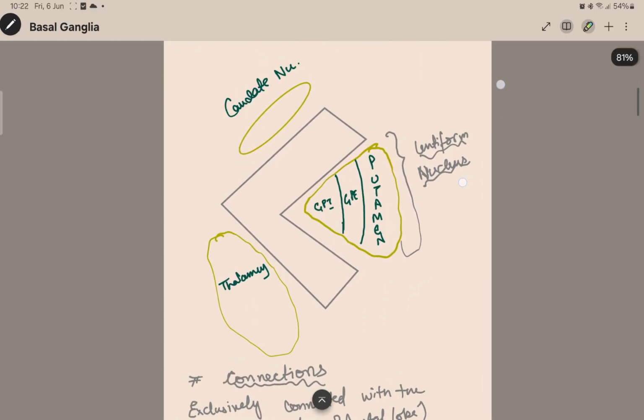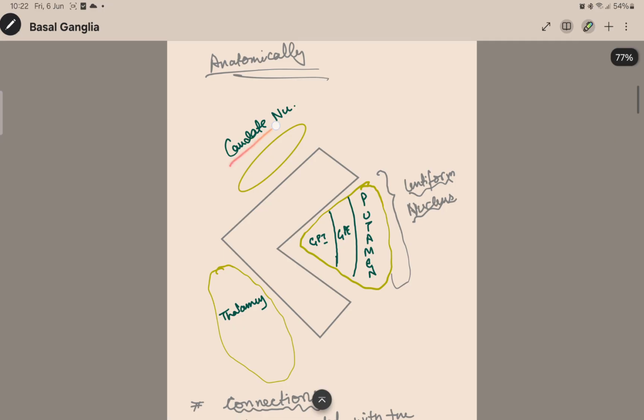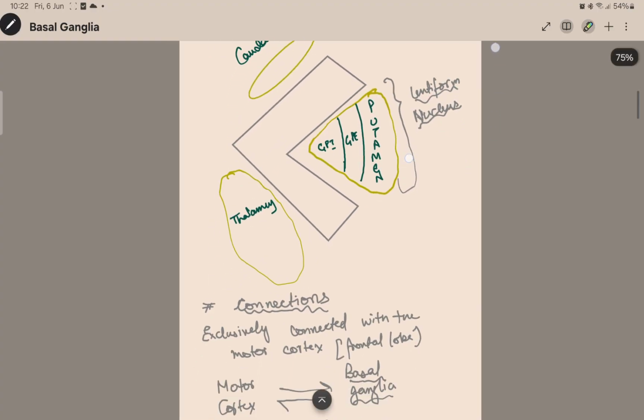Anatomically, we can see that there is the caudate nucleus here. There is an internal capsule, and pallidum plus putamen here, which are called lentiform nuclei, and the thalamus. Okay.